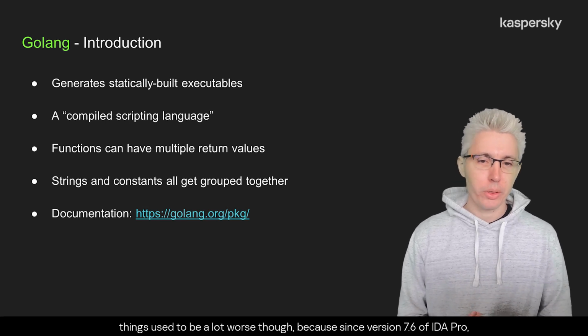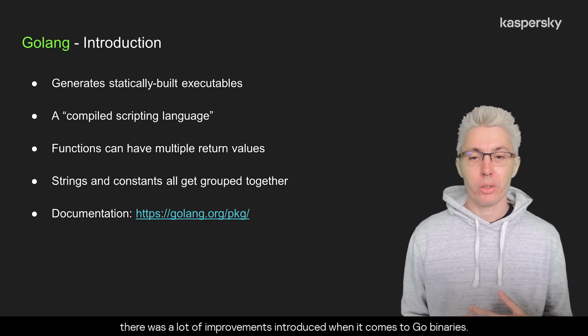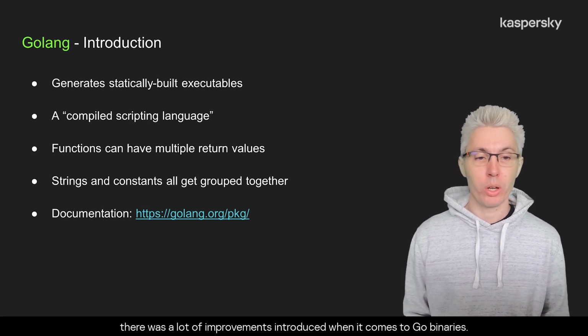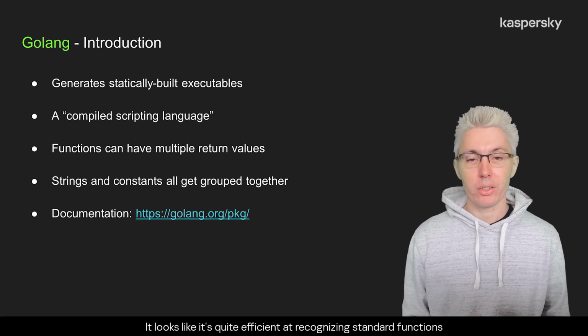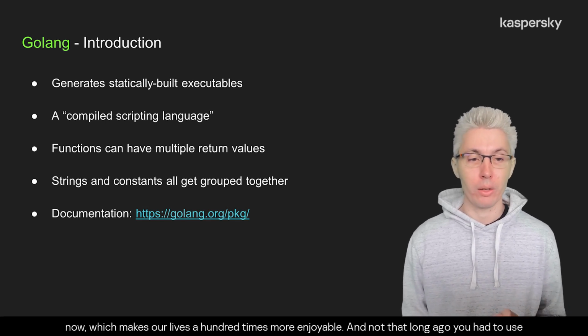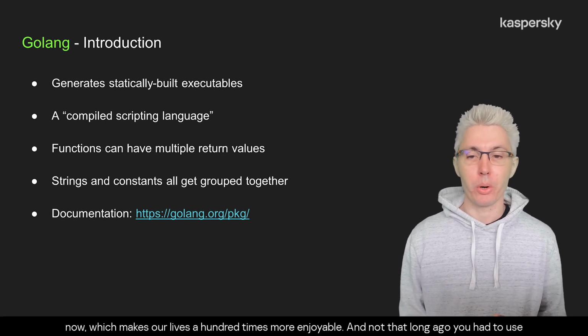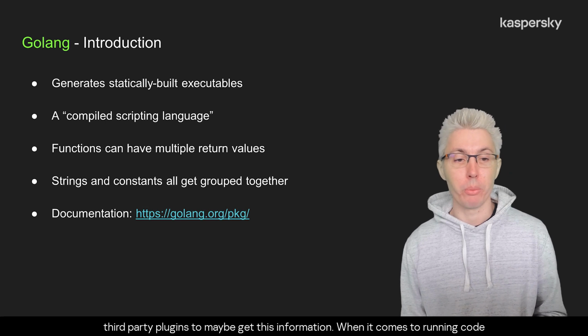Things used to be a lot worse, though, because since version 7.6 of IDA Pro, there were a lot of improvements introduced when it comes to Go binaries. It looks like it's quite efficient at recognizing standard functions now, which makes our lives 100 times more enjoyable. And not that long ago, you had to use third-party plugins to maybe get this information.